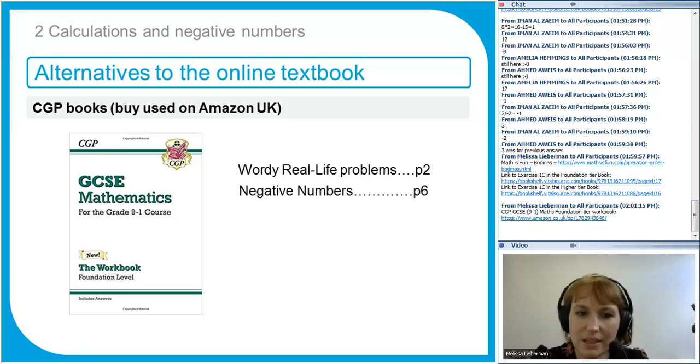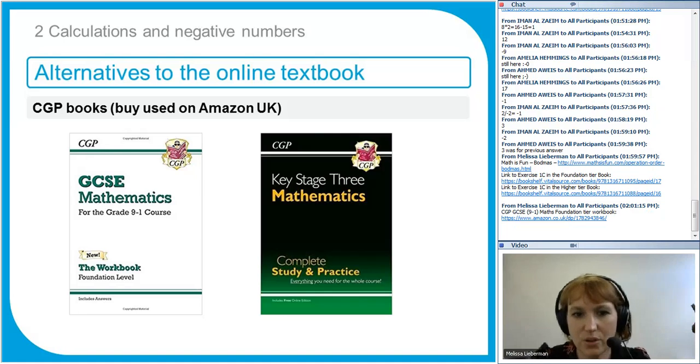So if you want extra practice questions and you're using this easier book, wordy real life problems are on page 2, negative numbers are on page 6. It does cover BODMAS right at the beginning, but it includes a few things on squares and roots, which I'm not going to do till next lesson. So you can do that next time.